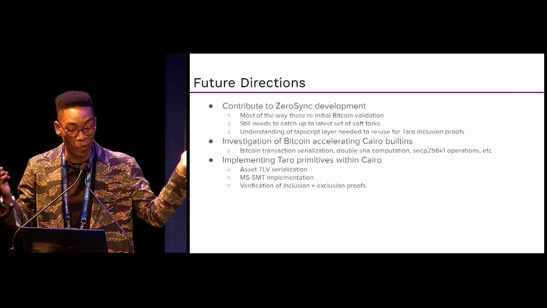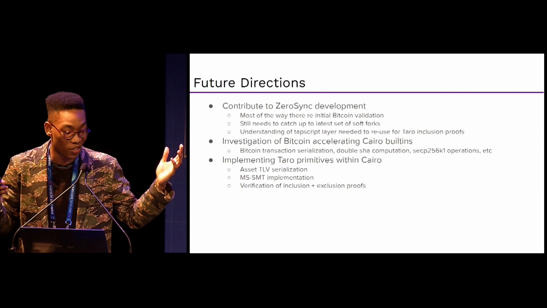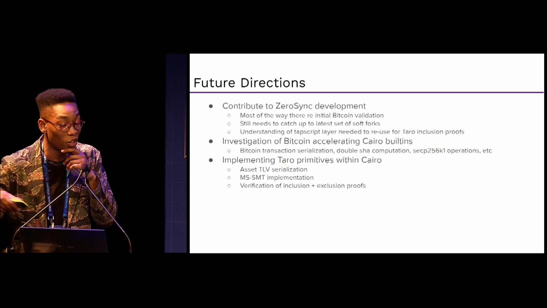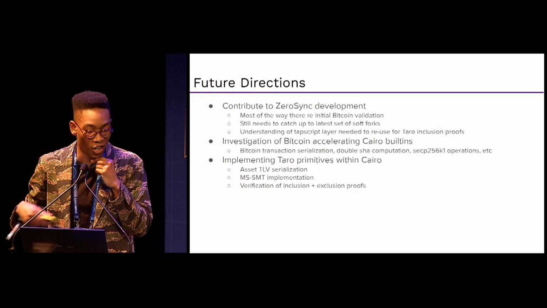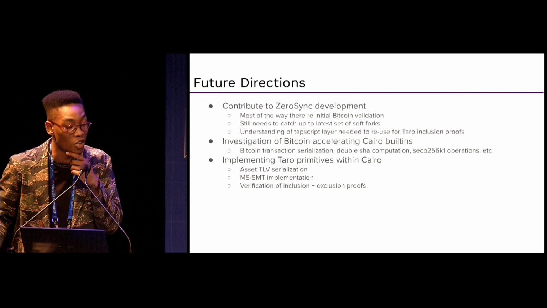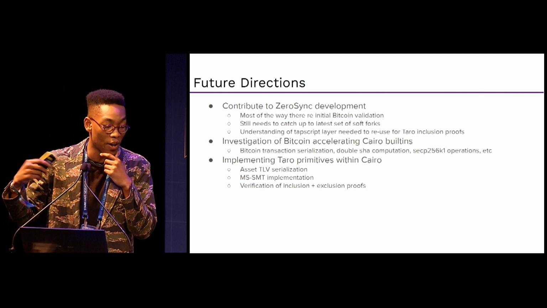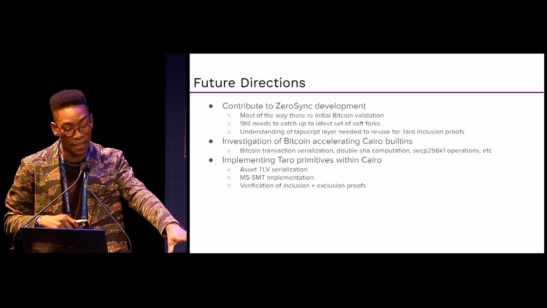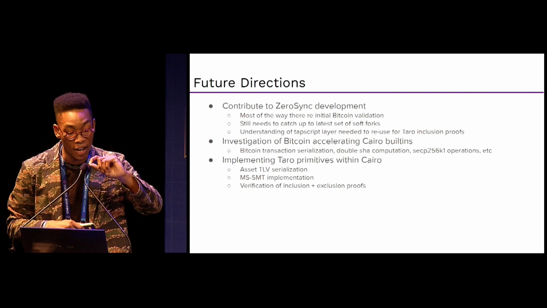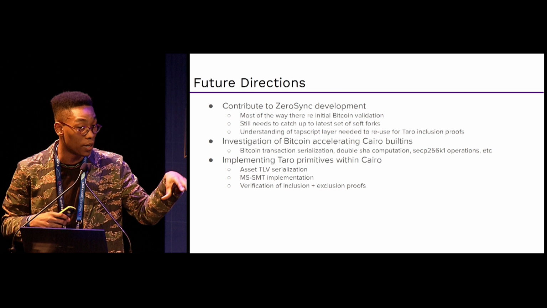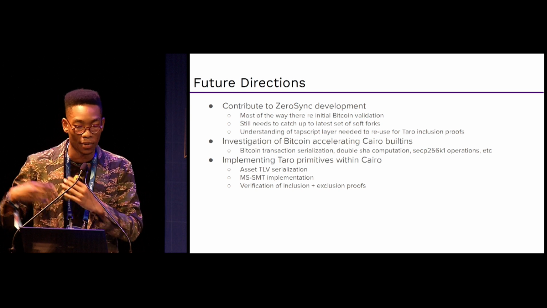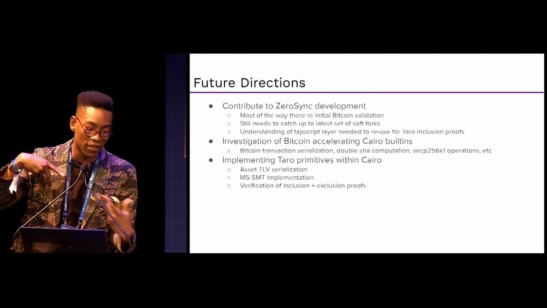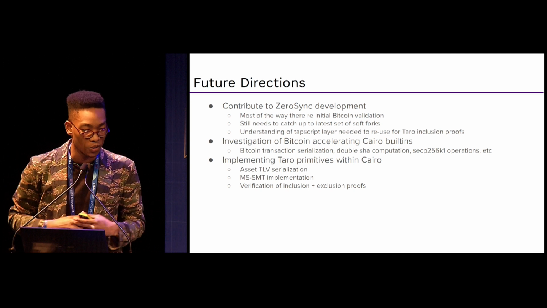Future directions: contribute to Zero-Sync development, get more Bitcoin script validation in there, do soft fork stuff, get the inclusion proofs in there, investigate Cairo built-ins to accelerate these things, as far as SHA-256s, EC operations, things like that as well. Then start to implement the Taro primitives within Cairo itself: TLV, SMT, serialization, things like that as well. Another cool thing with this, if you have something like this, you can do ZK bridging between Taro and other systems. For example, maybe someone has something like USDC, they want to have a proof to suspend that thing, and then you verify them on the Taro layer, and do the other way around as well.